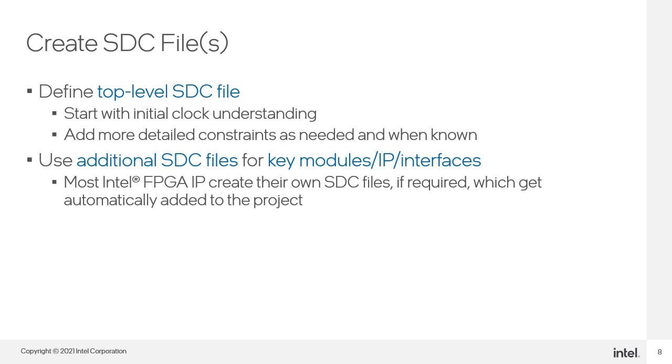Creating your SDC files begins with first creating the top-level SDC file so that you can constrain the design clocks, interfaces, and I/O from the FPGA to the outside world. Add more constraints to the top-level SDC file as the design matures. Additional SDC files can be added targeting specific modules or entities in your design, and some Intel FPGA IP have their own SDC files that get automatically added to the project when the IP is used.